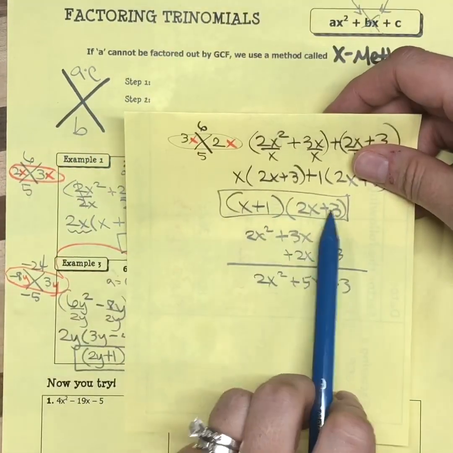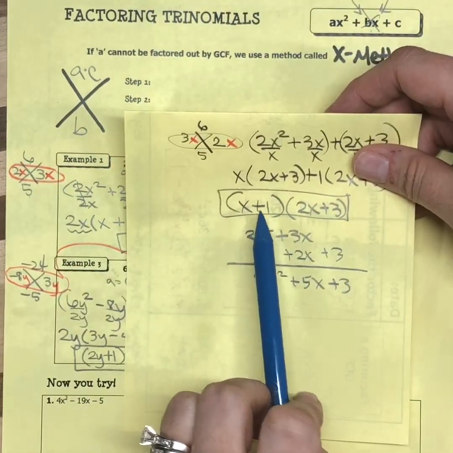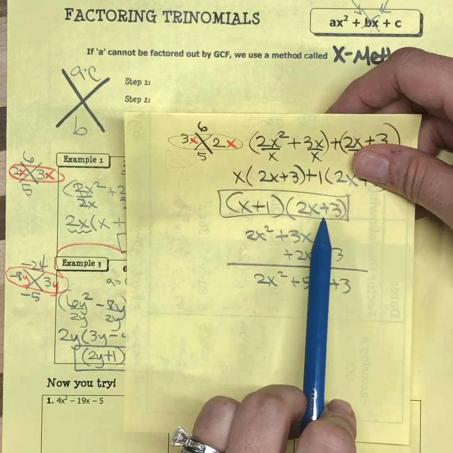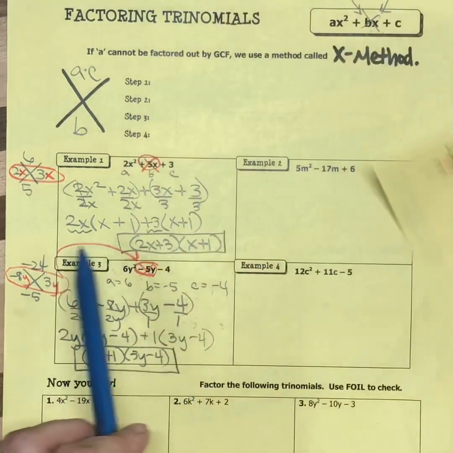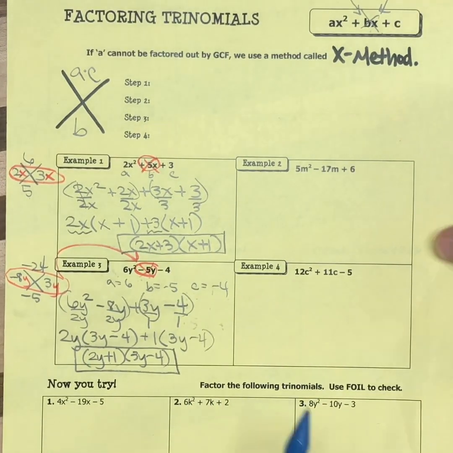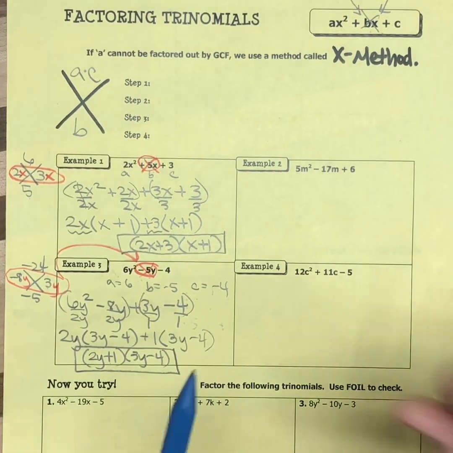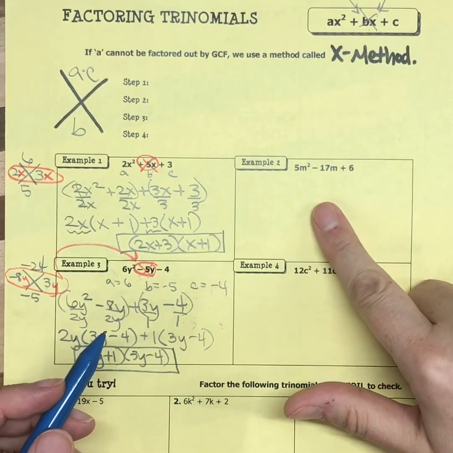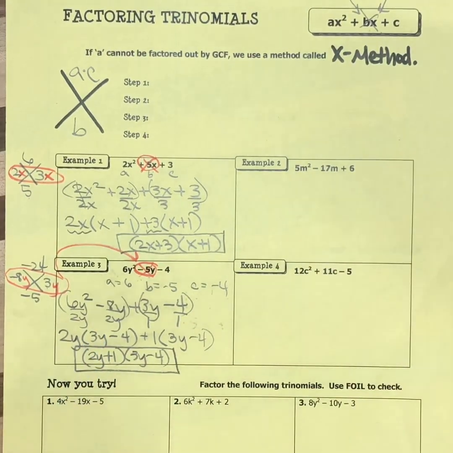But just know that the factored form, x plus 1 times 2x plus 3, or 2x plus 3 times x plus 1, is the final answer. Okay. Now, let's do example 2 and 3 together, and then I want you to try the other ones on your own.